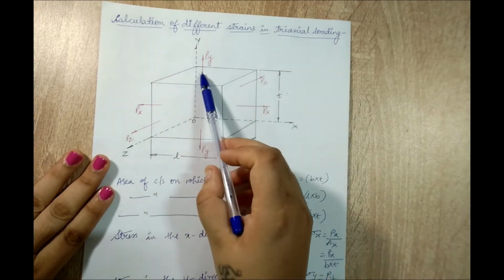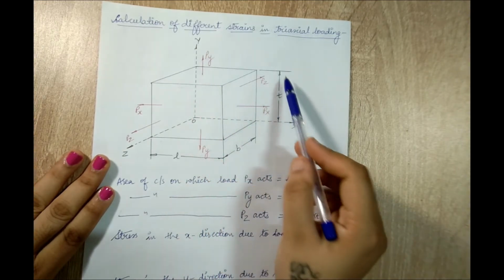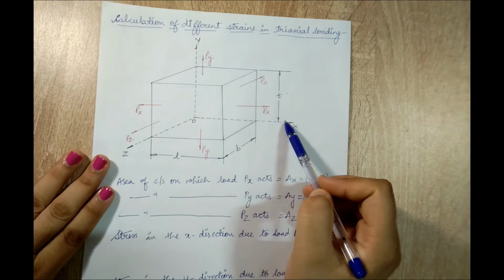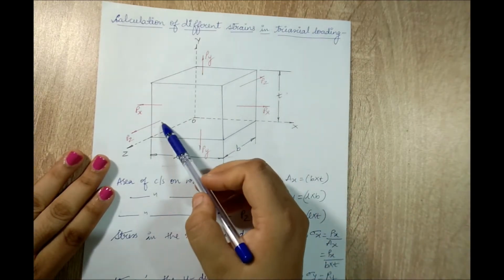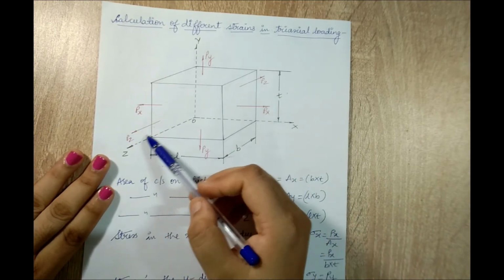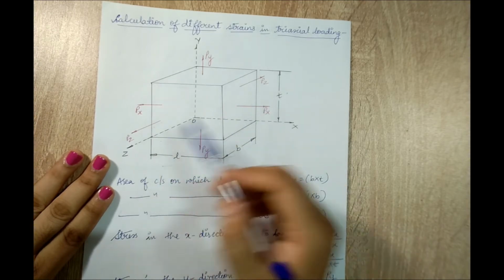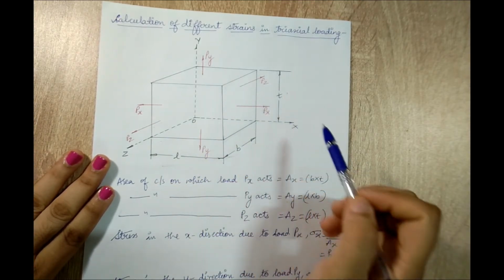When I talk about sigma y as the stress because of the load Py, T will become my linear side and L and B will become my lateral sides. Similarly, when I talk about Pz, which is causing stress sigma z, my linear side in that case will become B, and L and T will become my lateral sides.